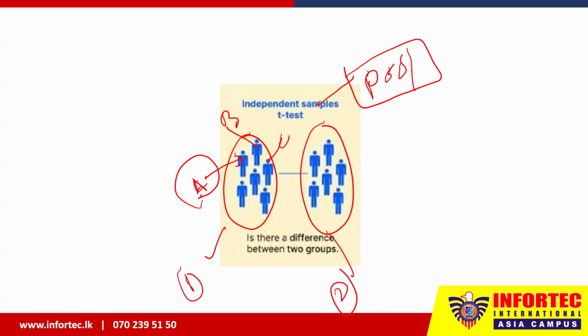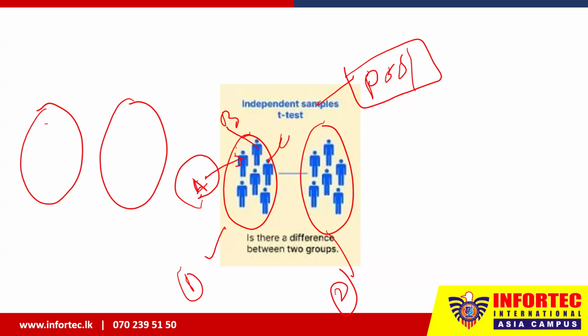No, ma'am. I think no, because independent means those samples are separate samples, not dependent. I will explain using an example, then you can easily understand why person A cannot be present in the second sample.